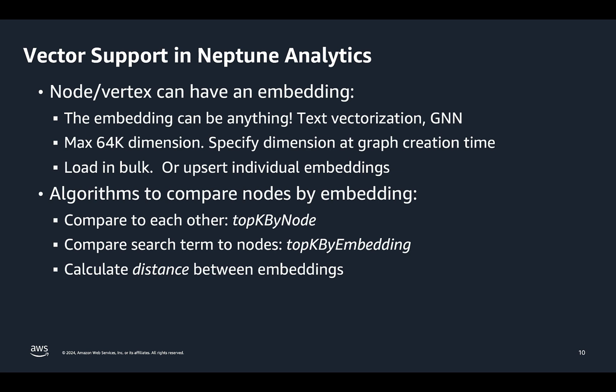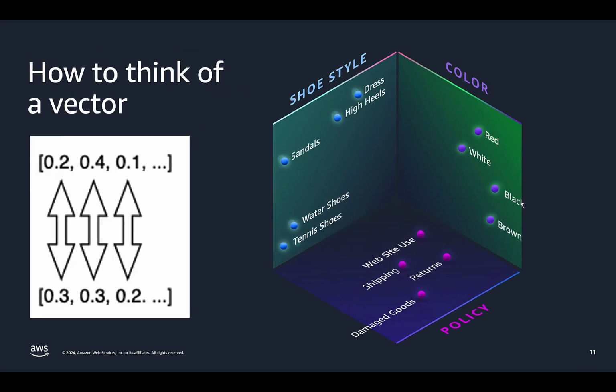demonstrate that momentarily. In Neptune Analytics, there is a limit of 64K dimension size for these vectors, and I specify that dimension at the time of graph creation. And I can load the embeddings along with the graph data itself in bulk, or I can upsert on a case-by-case basis. And the algorithms that Neptune Analytics provides to compare vectors are top K by node, which would compare the embeddings of nodes to each other. Top K by embedding allows me to compare a search term to the embeddings of nodes in the graph. And I can also calculate the distance between embeddings.